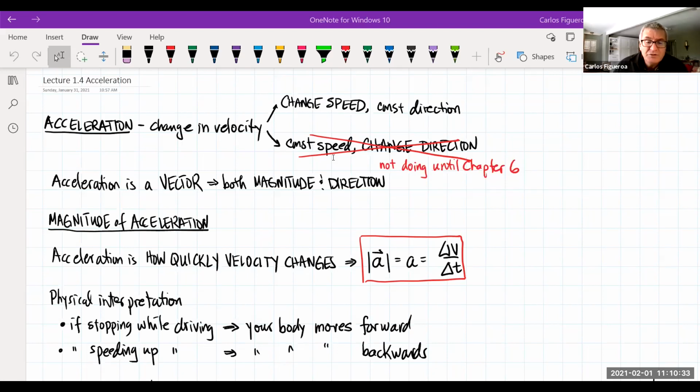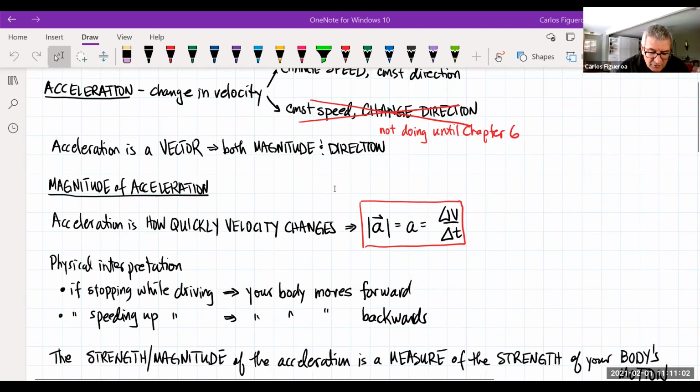So there's two ways to change velocity. You can change the speed while holding the direction constant, or you could keep the speed constant and change the direction. This latter one, we're not going to do until chapter 6, so I'm just going to ignore that. So if I change speed, the only way I can change speed is if I speed up or slow down. Remember, acceleration is a vector, so we have to talk about both magnitude and direction. So we started talking about the magnitude and direction of the acceleration. So let's go look at that.